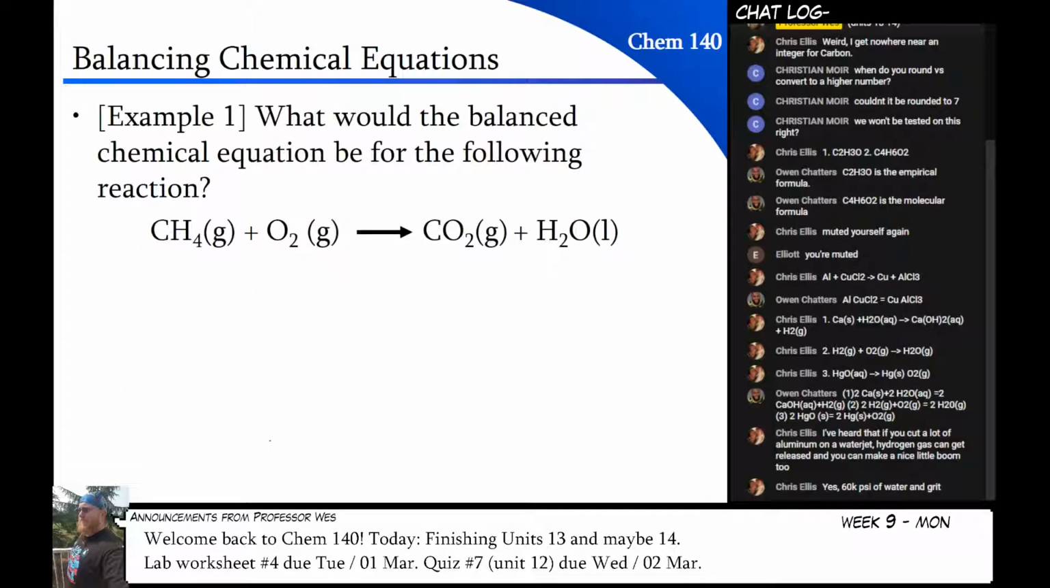So let's look at an example here. This is the combustion of natural gas. If you have a gas stove, one, this is the reaction that is happening, and two, you are very lucky, because electric stoves are bad.